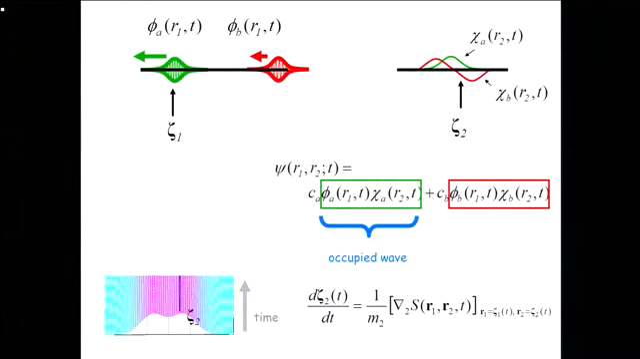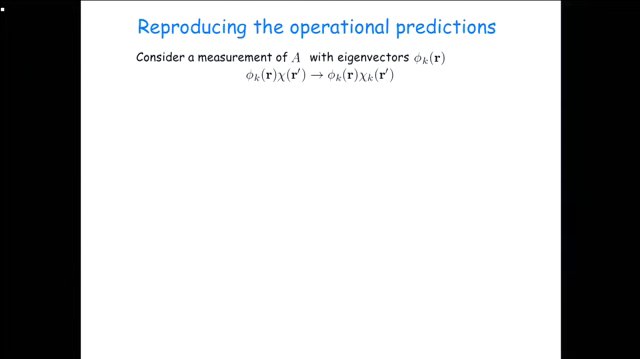All right. So finally, I just want to say something about how we can reproduce the operational predictions of quantum mechanics. Yes? 2 slides? This one? Yes. So can we say then that this induces collapse? Does this induce collapse? I'm going to talk about collapse of the wave function just now, so hold on to your question.